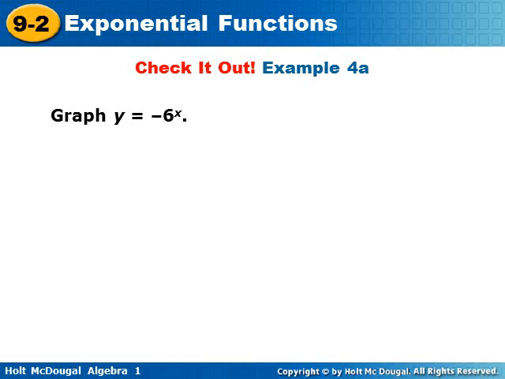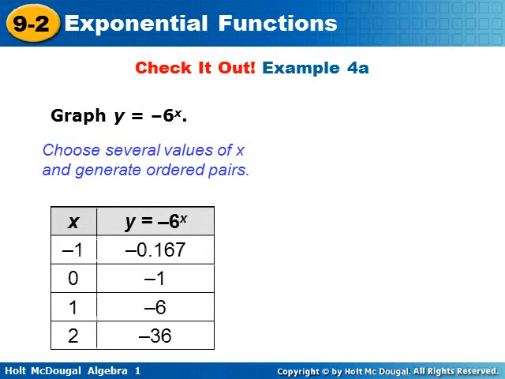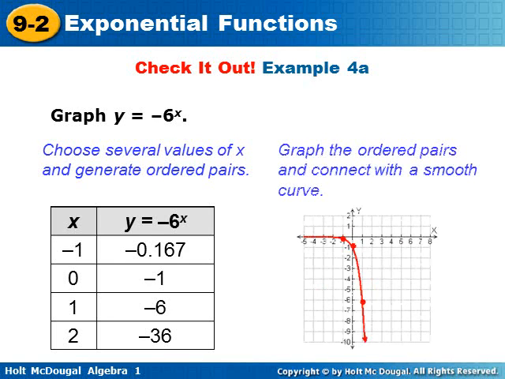So if we're going to graph y equals -6 raised to the x power, I want you to try this on your own, then you can check back for your answer. So we're going to choose several values. Again, -1, 0, 1, 2. This time you'll notice that we have negative numbers, so we have negative 0.167, negative 1, negative 6, and negative 36. So we're going to estimate where those would go on the graph. You'll notice that this graph is curving downward, and so we'll plot those points and then connect them with a smooth curve.